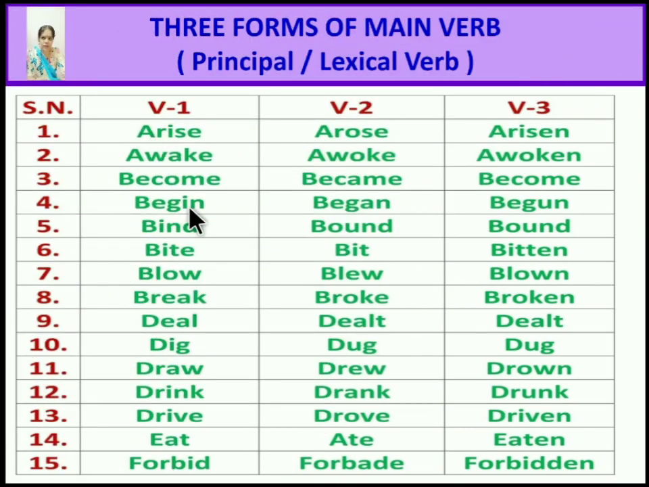Here we've got just a few examples of V1, V2 and V3. V1 is the base form, V2 is the past tense and V3 is the past participle. Just take a snapshot and note them down. These types of main verbs, the words of action, are also called the principal verbs or the lexical verbs.